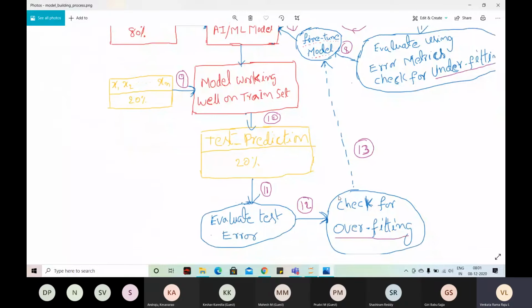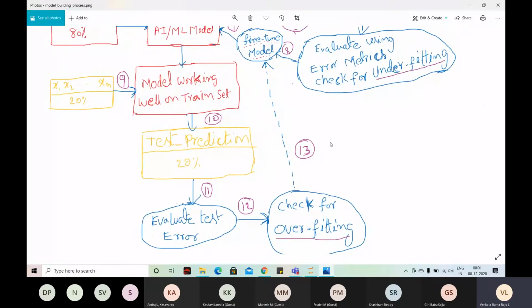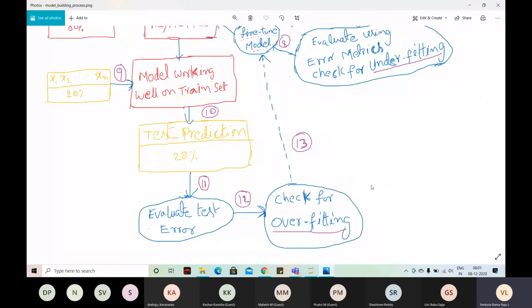Before we go there, I'll talk about one important concept: underfitting and overfitting. In every interview, the common question: underfitting and overfitting. What is underfitting? What is overfitting?